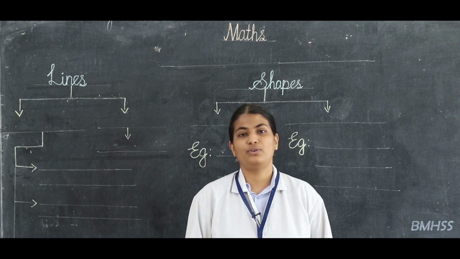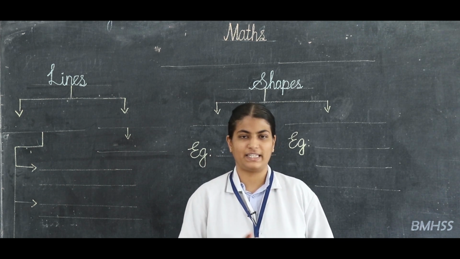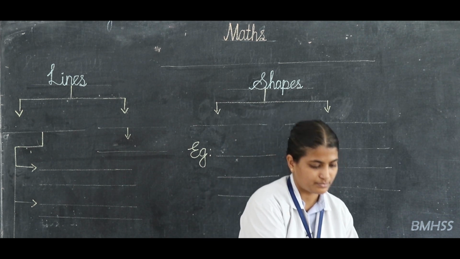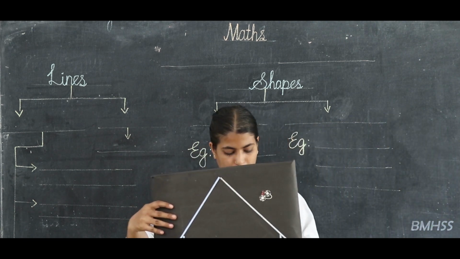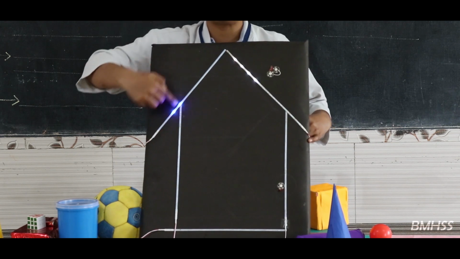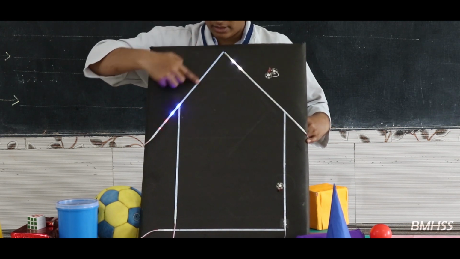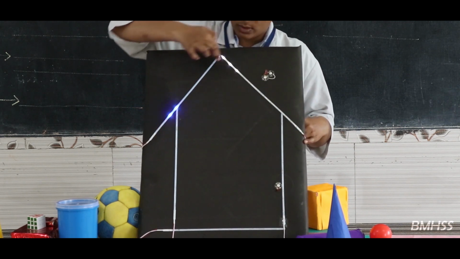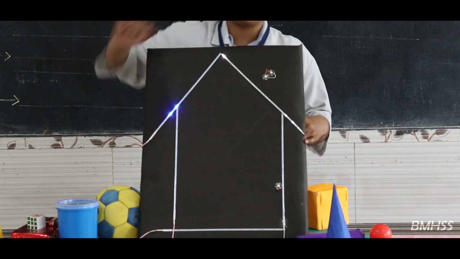Ma'am is going to show you one thing. Shall we see that? So the light which is glowing now is known as slanting line. So the light is glowing this way and this way. So both of these are known as slanting lines.